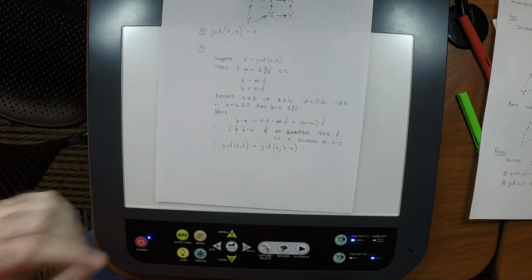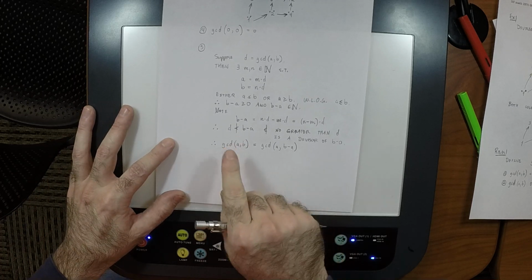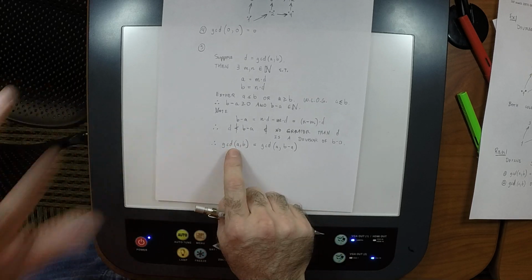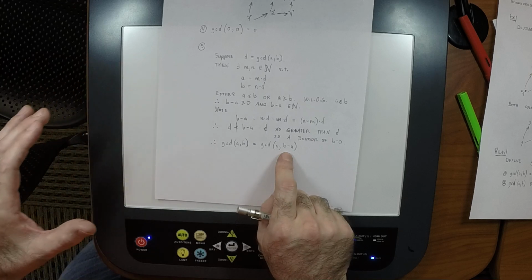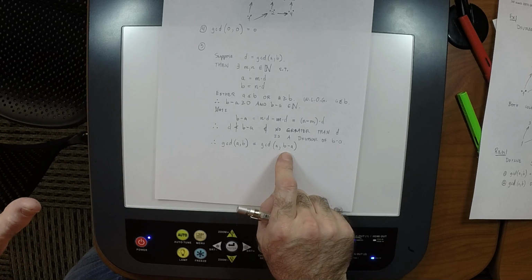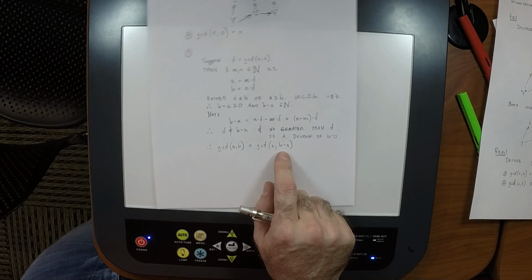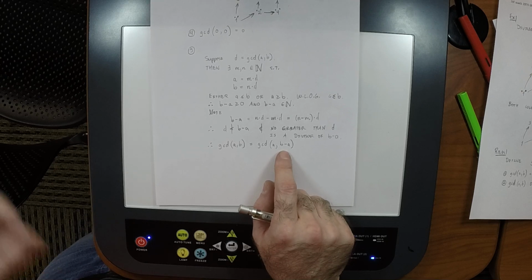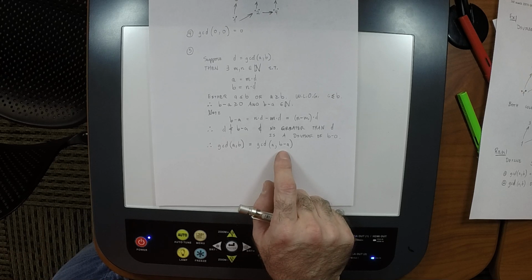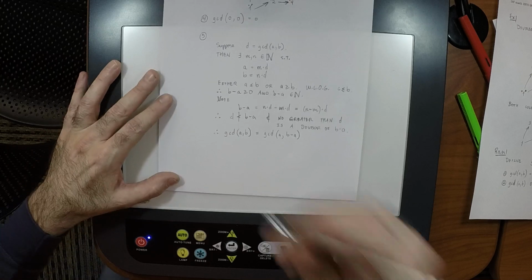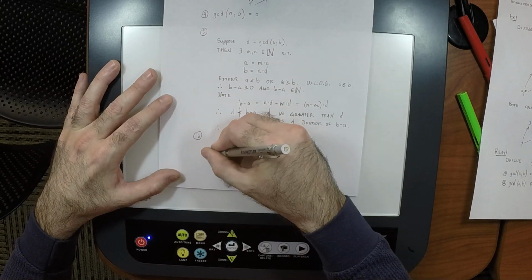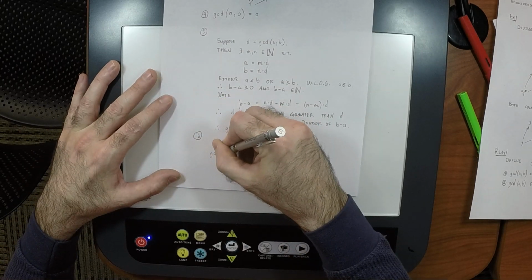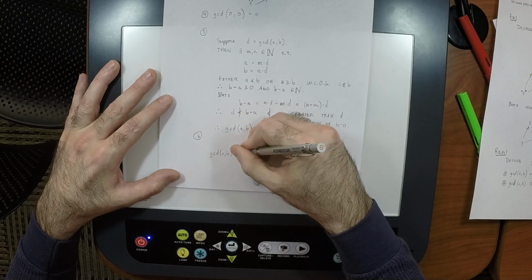Now, what this is saying is that if you wanted to calculate that GCD, you could instead calculate that GCD. And that's good enough, because that's one byte. And how do you eat a whale? One byte at a time. So finally, we can write down a working definition for GCD of A and B.